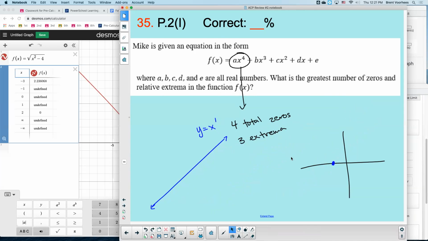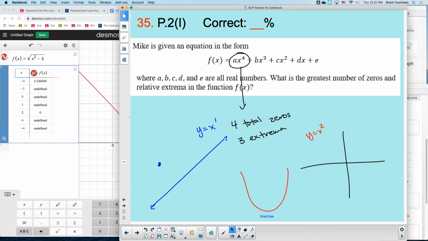Okay, that was a line. Let's now check out a different graph. What if we had a parabola? How many zeros do you see in this parabola? 2. Remember, this comes from the equation y equals x squared. How many extrema does it have? Only 1. You see how it's 1 less? So you could keep doing this forever.